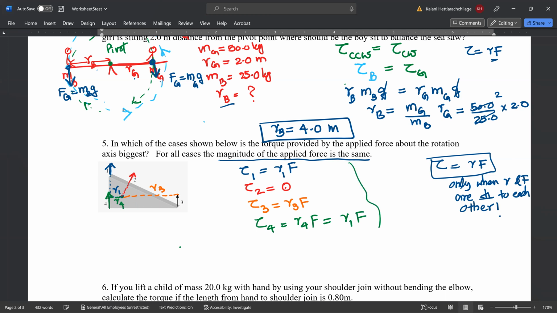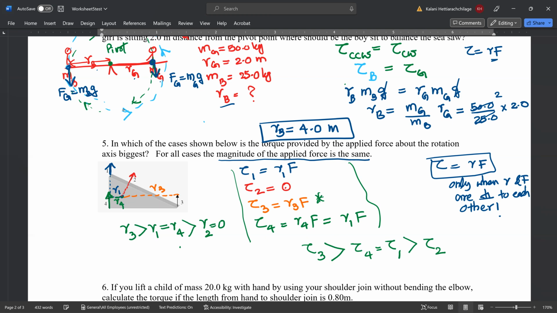Now, by watching those, what we know is R3 is greater than R1, which equals R4, and R2 is actually 0. So now, because of that, which one is greatest? If F is the same, then R3 will be the greatest. Because of that, tau 3 is greatest, but tau 4 and tau 1 are the same. The least will be tau 2, which also equals 0.